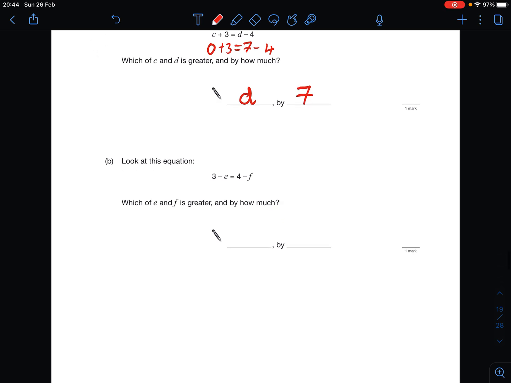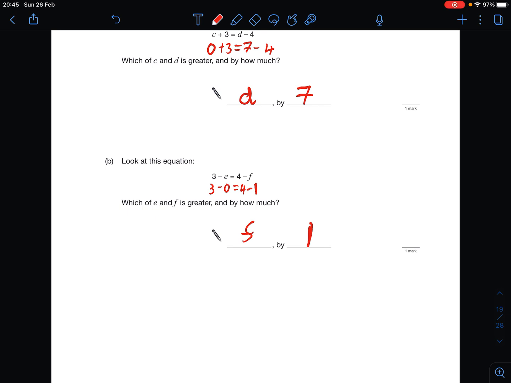Okay, same idea here. 3 take away 0, let E be 0, why not? Is equal to 4 take away 1. So once again, F is the bigger number, because F is 1, because this negative sign isn't part of the F. Okay, this isn't negative 1, it's take away 1. 1 is still positive. Okay, so F is bigger, and it's bigger by 1.